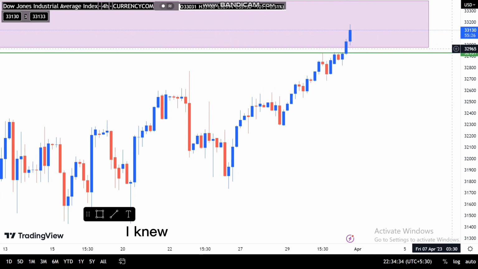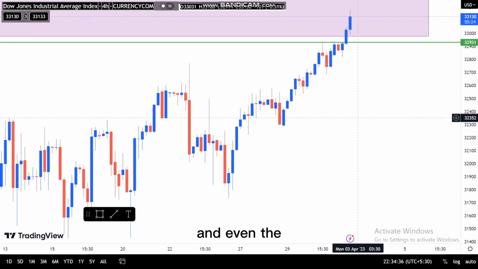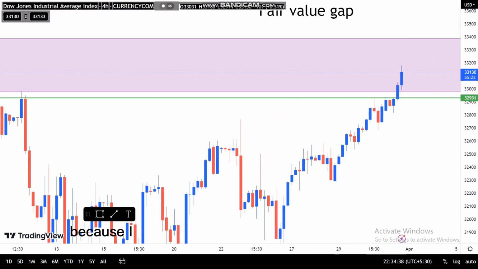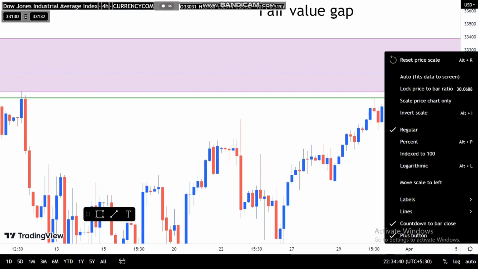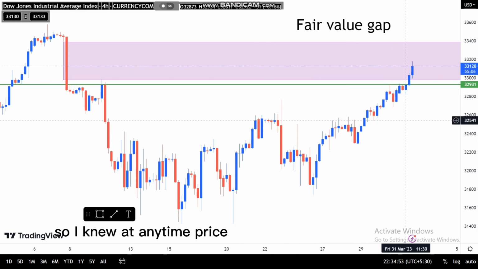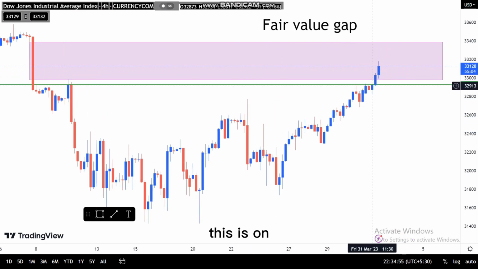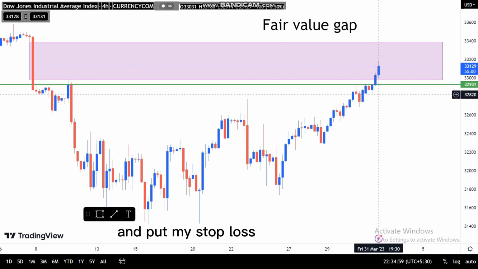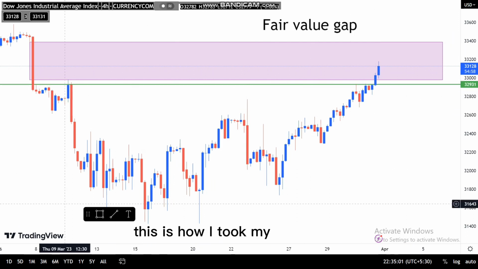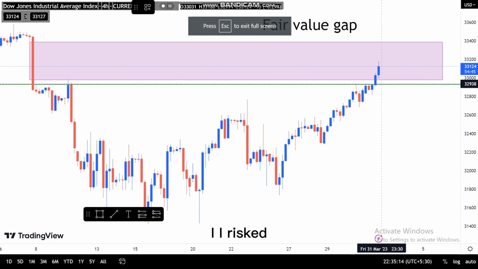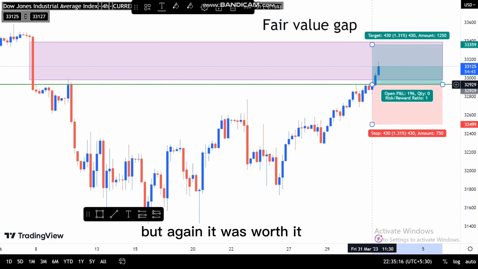So I knew that price was going to go up, and my major reason was that I have a fair value gap that has to be filled. So I knew at any time price had to come back and break this zone. So I took my chances, guys. I took this trade and put my stop loss just below here. So this is how I took my trade, guys. I risked, but again, it was worth it.